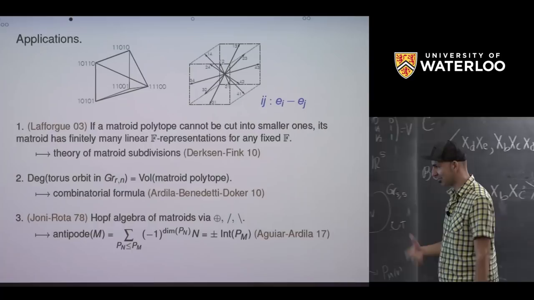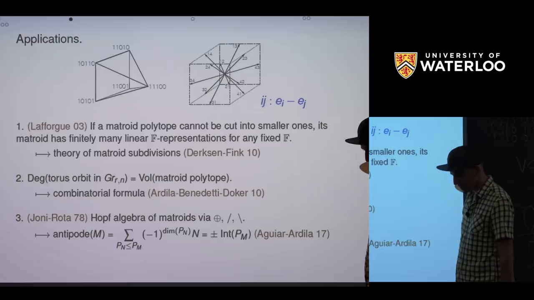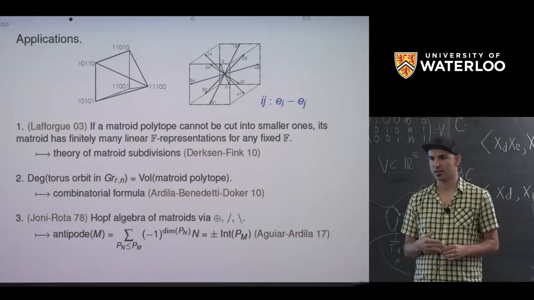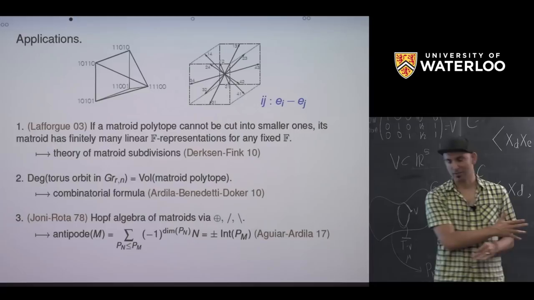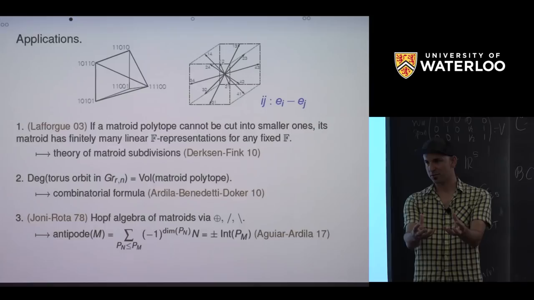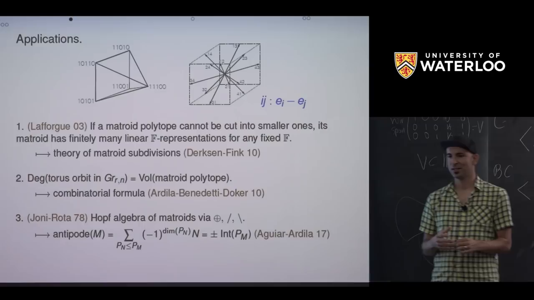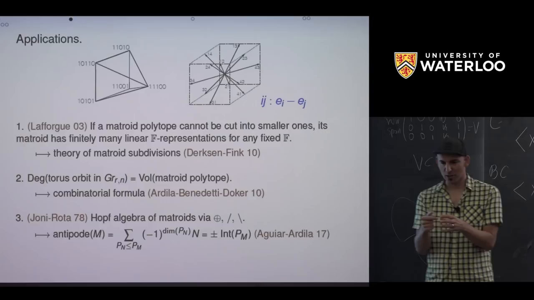If you like Hopf algebras, there is... so what's a Hopf algebra? It's an algebra where you multiply things and you co-multiply things. So you take all matroids, and the way you multiply two matroids is you take something called their direct sum. You take the vector space spanned by all matroids, and you define a product, which is the direct sum of matroids, and a coproduct, which, I'll say briefly, is the sum of all the ways of taking the restriction tensor the contraction.